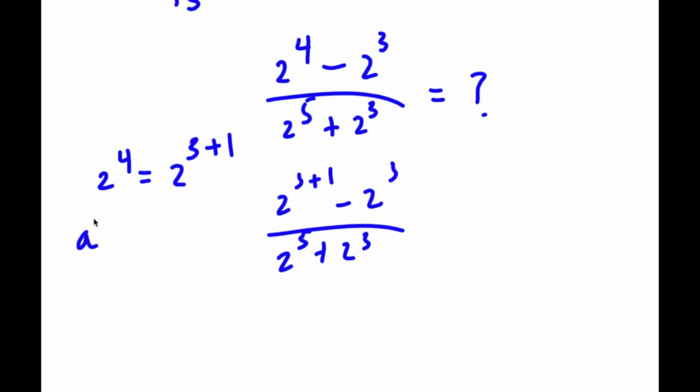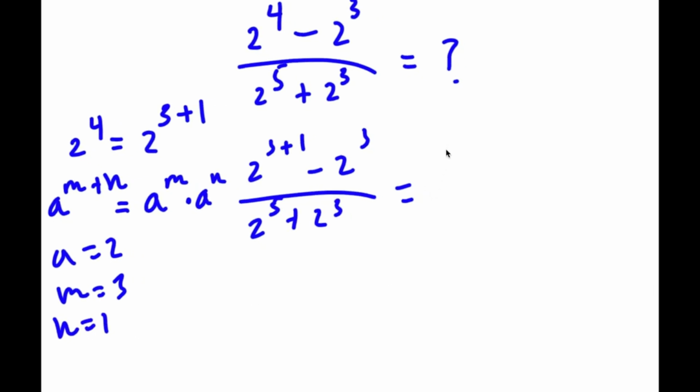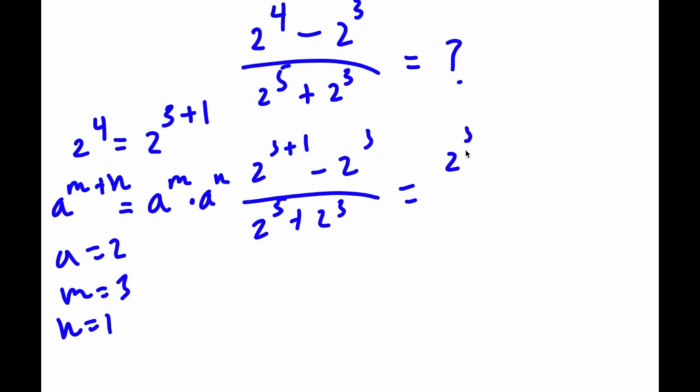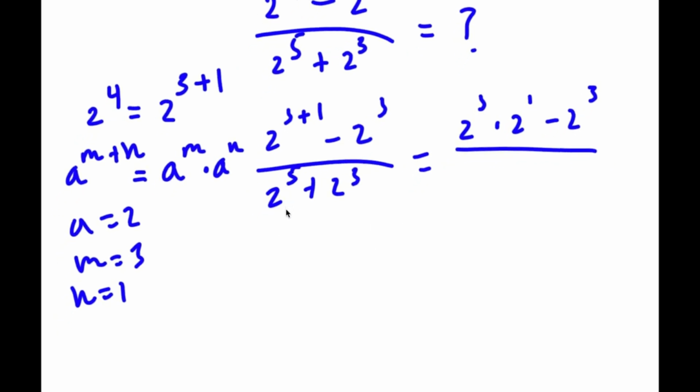And now if I have something in the form a to the power of m plus n, this is equal to a to the power of m times a to the power of n. So 2 to the power of 3 plus 1, we can think of a as 2, m as 3, and n as 1. So now this will give us 2 to the power of 3 times 2 to the power of 1 minus 2 to the power of 3 divided by, now I'm going to do the same thing with 2 to the power of 5.